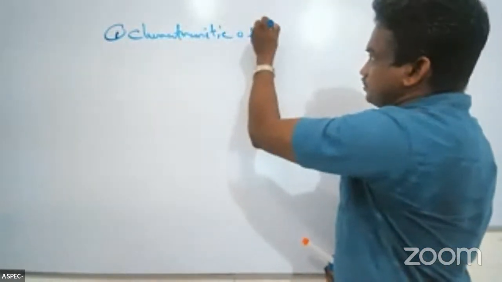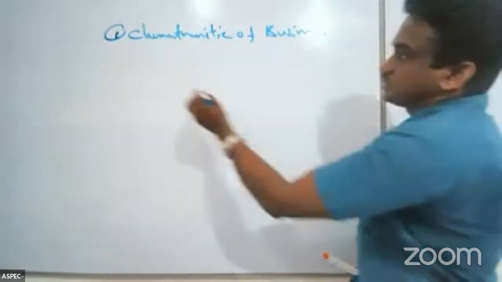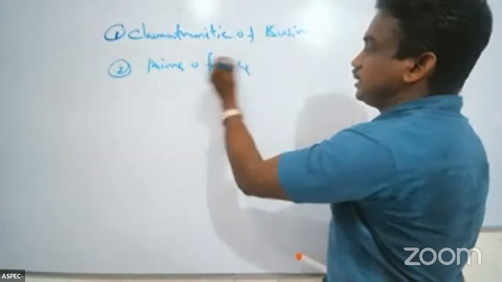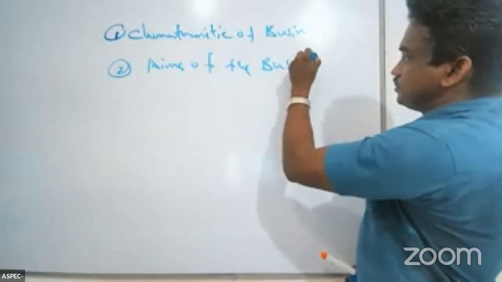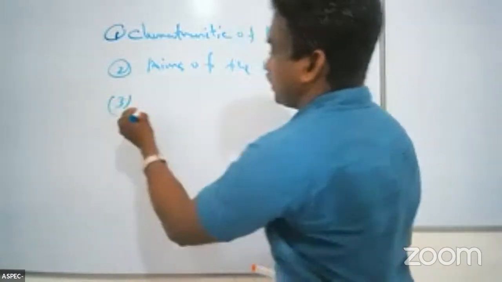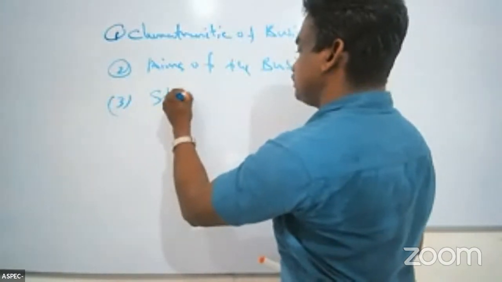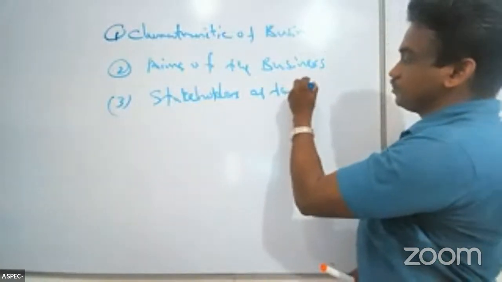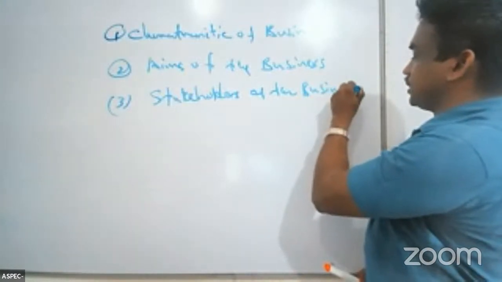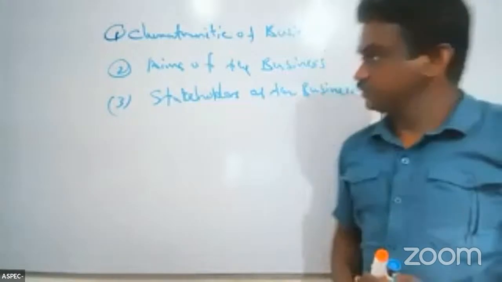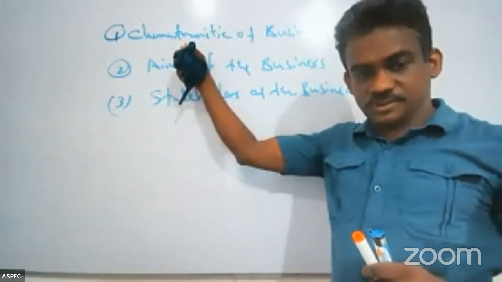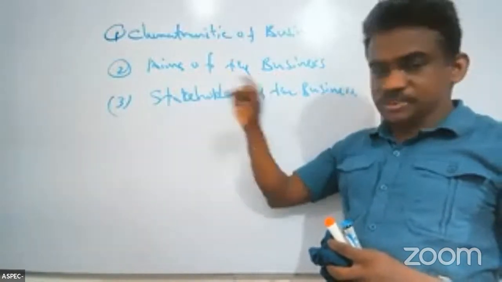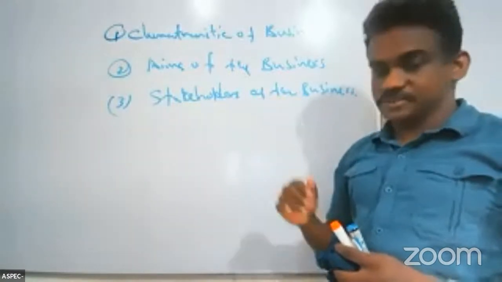Characteristics of business, then aims of the business, third one, stakeholders of the business. This one we completed, characteristics of the business, right? Can you remember? Aims of the business also completed. We just started the stakeholders of the business, right?